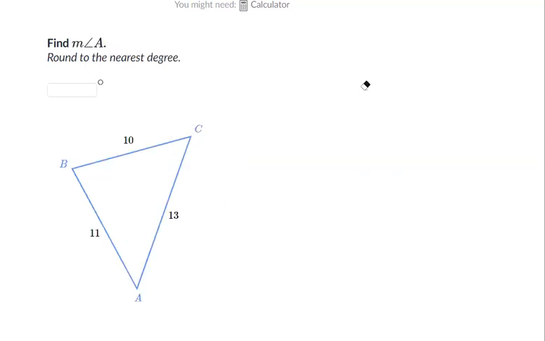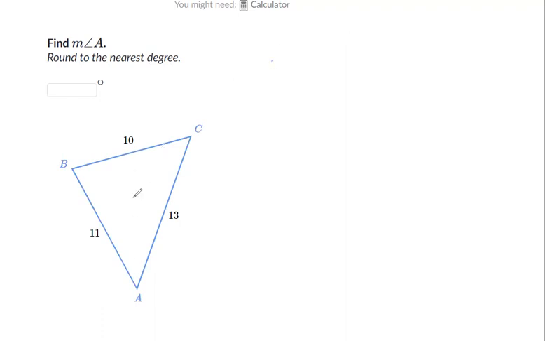Okay, so this is the third one. As you saw in the first two questions, we're still going to use the law of cosines. In this problem, three sides are given and the angle is being asked. Please pause the video and try to do it on your own. Let's go ahead and try again.